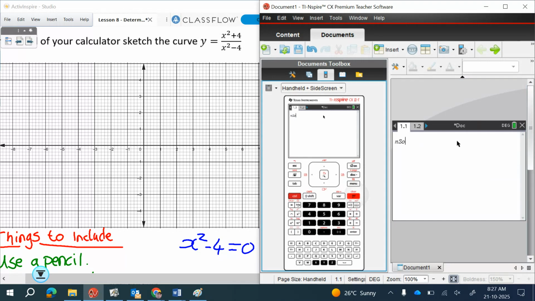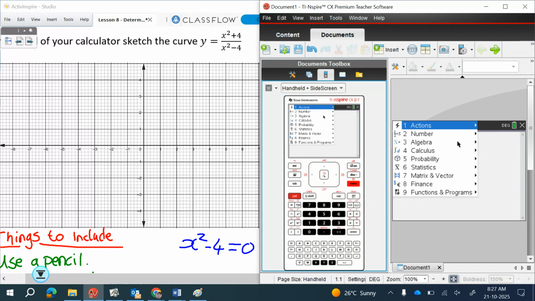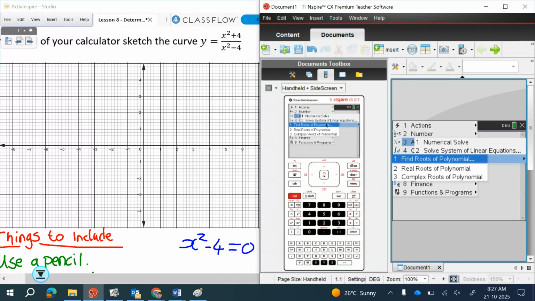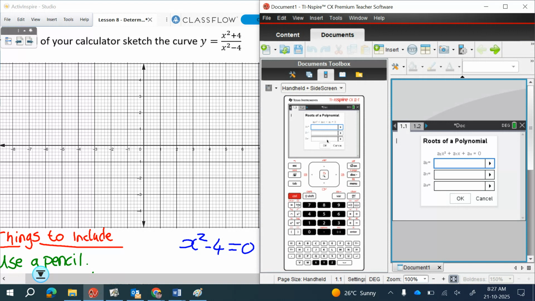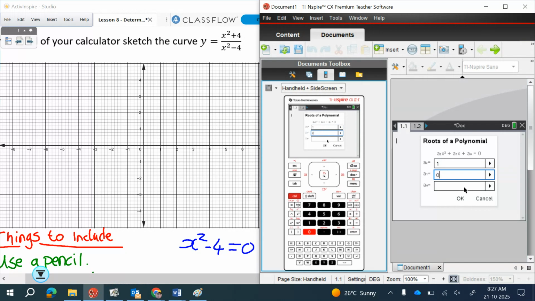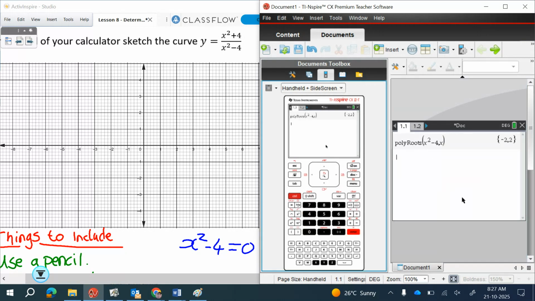We're going to do menu, algebra, polynomial tools, find the root of a polynomial. It's second degree. Coefficient of A is 1. The coefficient of B is 0, that's why we can't see it. And the constant at the end is minus 4. It will solve the equation for us. We can see it's probably minus 2 and 2. If we want to confirm it, then solve the denominator equal to 0, and it will tell us that.